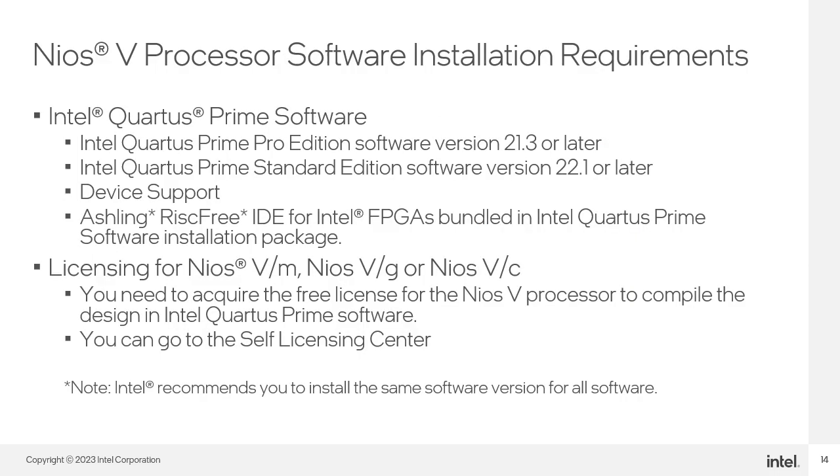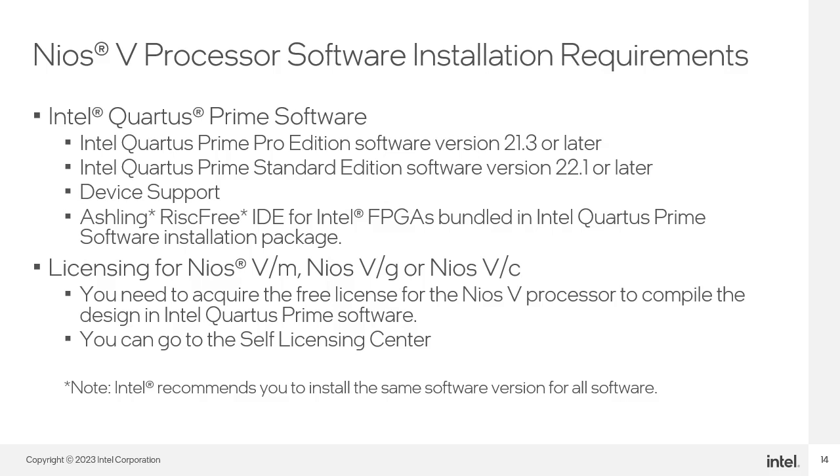To get started with your designs, you will need to install a version of Intel Quartus Prime Pro Edition 21.3 or later, or you can also have the Standard Edition 22.1 or later. Additional to Intel Quartus Prime software, you must have the device support installed that is compatible with Nios V. Ashling RiscFree IDE for Intel FPGAs is necessary for software design with Nios V, as well as the Nios V shell, both provided with installation for Intel Quartus Prime software.